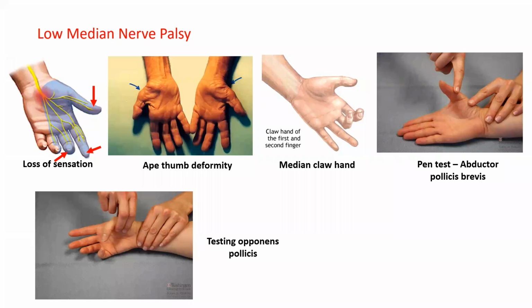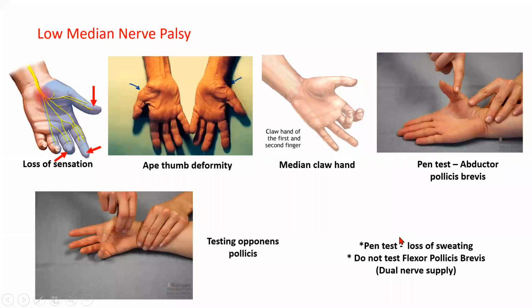And there are a few more pen tests in peripheral nerve injury. One other pen test is to know the loss of sweating. If you rub a pen along the surface of the palm and there is no sweat, the pen glides smoothly, right? In case of sympathetic disturbances. Whereas if there is a layer of sweat, the pen feels a bit sticky on the hand.